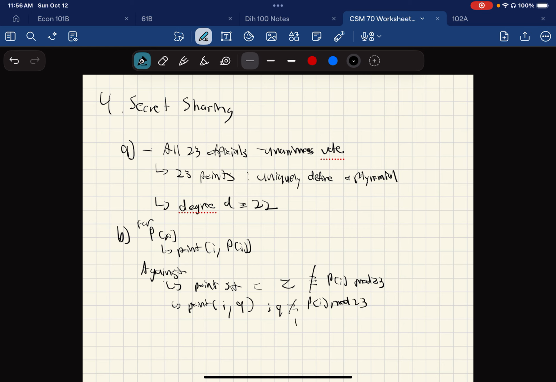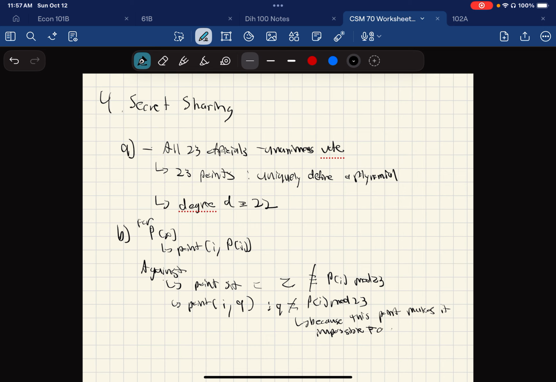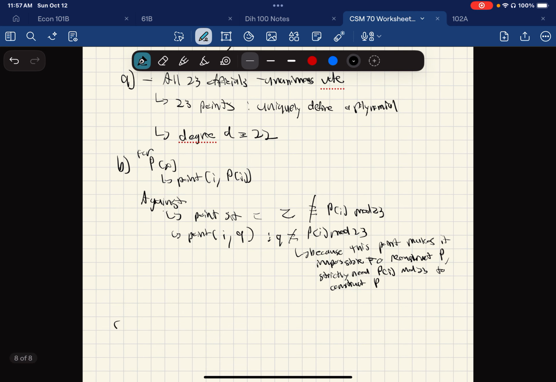As we explained, this one point makes it impossible to reconstruct P. You strictly need P of I mod 23 to construct P. And this leads into question C. Explain why P of X can only be recovered with the unanimous vote and cannot be recovered otherwise.